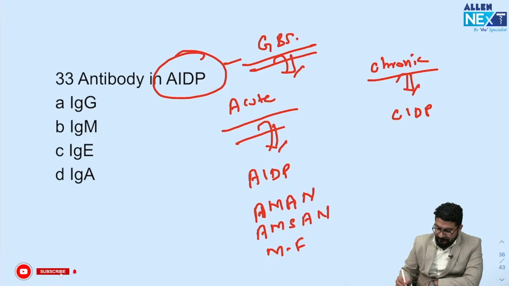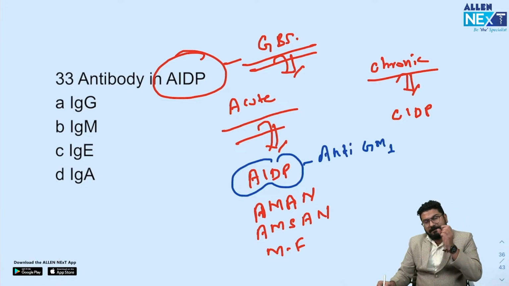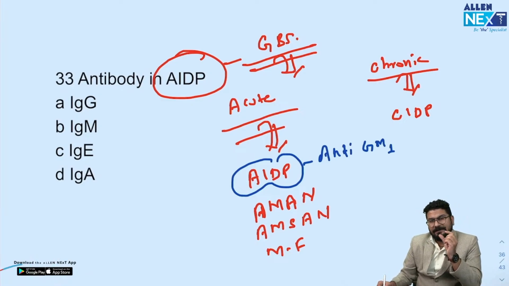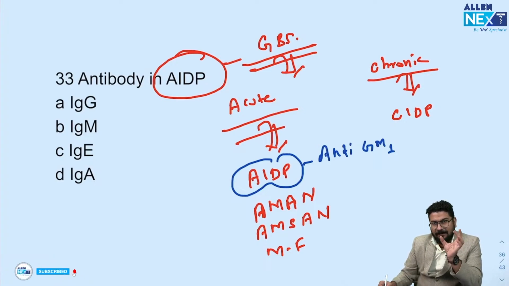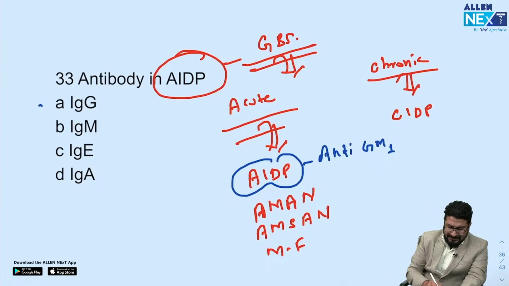So in AIDP, generally we see anti-GM1 antibody, and remember there is a period of 2 to 4 weeks before appearance of the symptom. 2 weeks means 14 days, and 4 weeks means around 28 days. If you see that much period gap, then the antibody will never be an acute type antibody. So remember, in this case the antibody we can see is of IgG class. It will not be IgM, and these two are not the same.